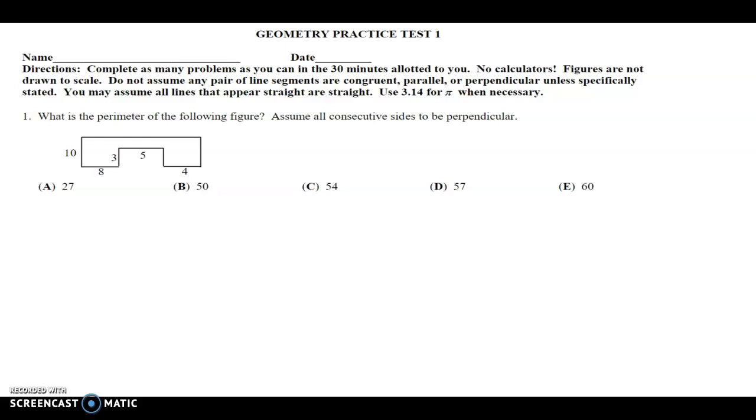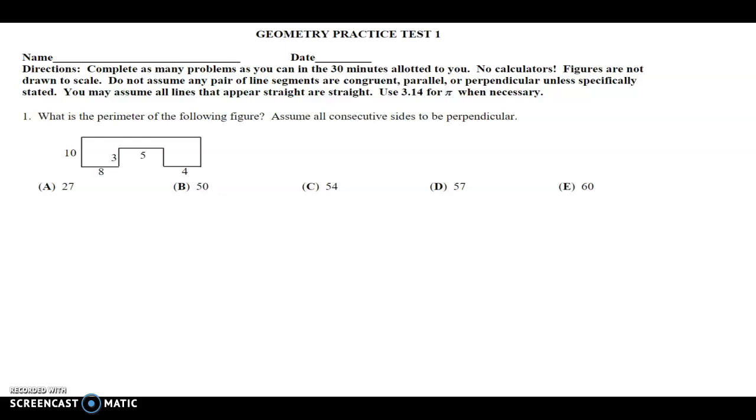Do not assume any pair of line segments are congruent or parallel or perpendicular unless it's specifically stated. However, you may assume all lines that appear to be straight are straight. You can use 3.14 for pi when necessary, but we'll see in a lot of our problems, pi is part of the answer, and we do not have to make any substitution.